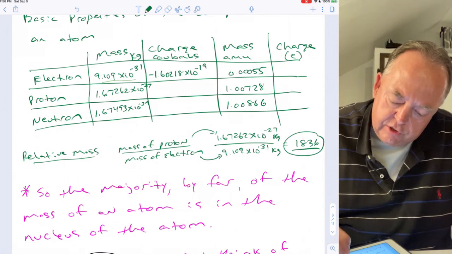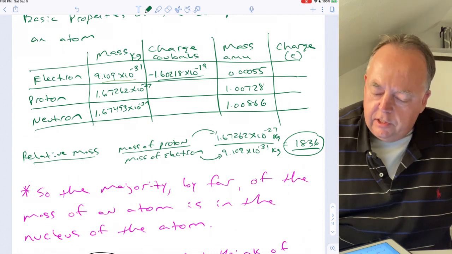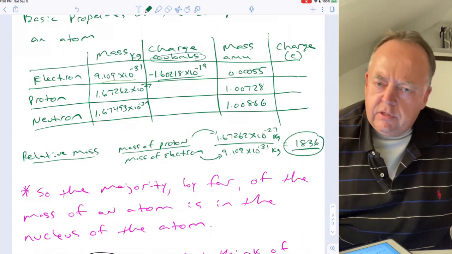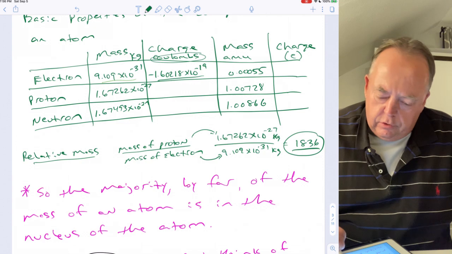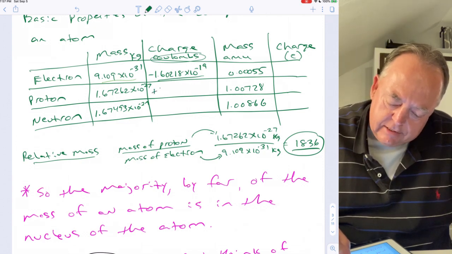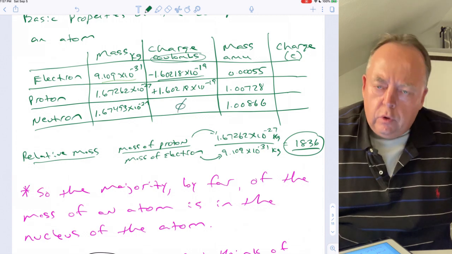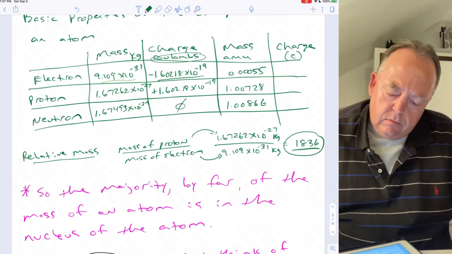electrons have a charge of negative 1.60218 times 10 to the minus 19, and that would be units of Coulombs. And the charge on a proton is the same magnitude, but opposite sign, so 1.60218 times 10 to the minus 19 coulombs. And neutrons have no charge, they're neutral.